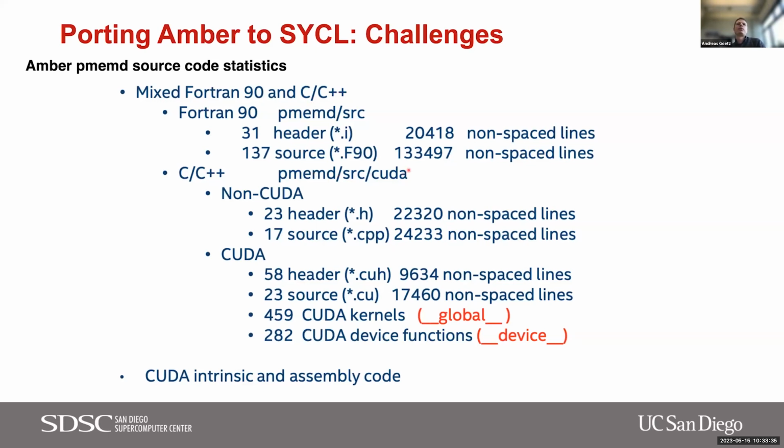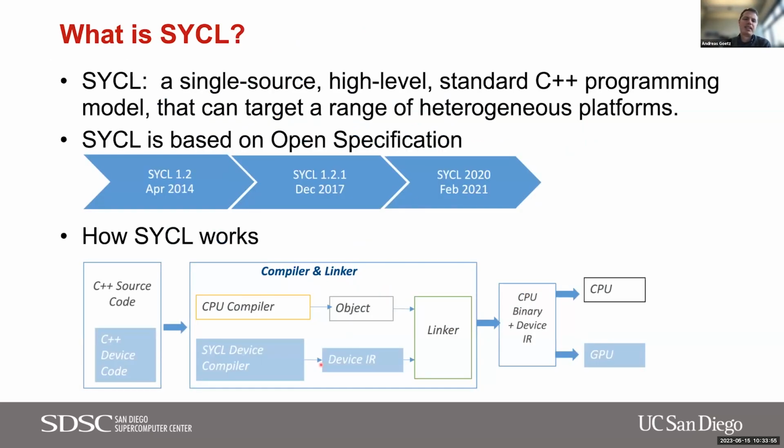Here's the CUDA source directory. If you look at that, in particular at the CUDA code, we have tens of thousands of lines of code. There are 459 global CUDA kernels and 282 CUDA device functions. So, you see there's a lot of code that needs to be ported. And how to do that, that's what you're going to learn today, at least get an introduction.